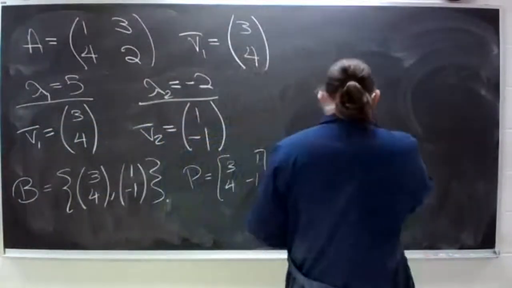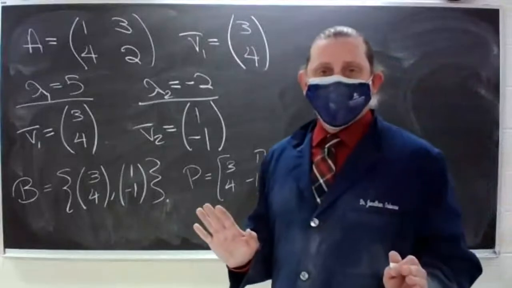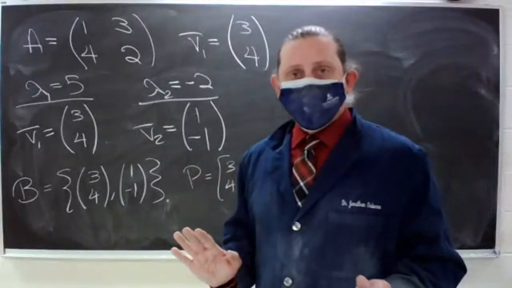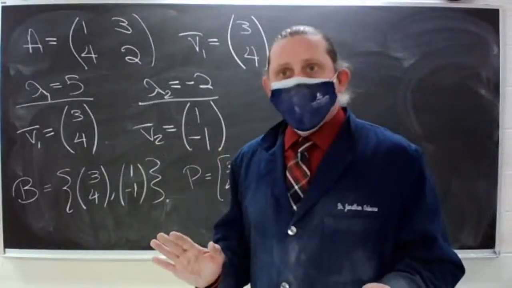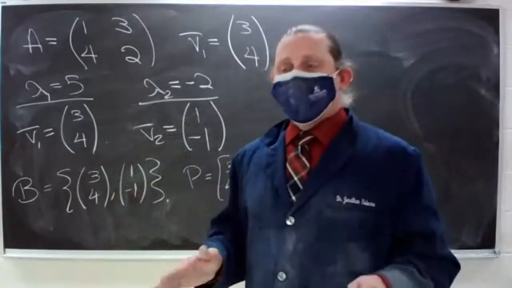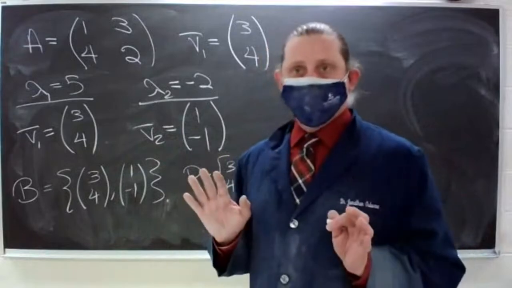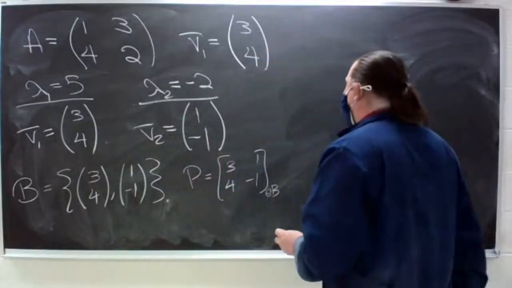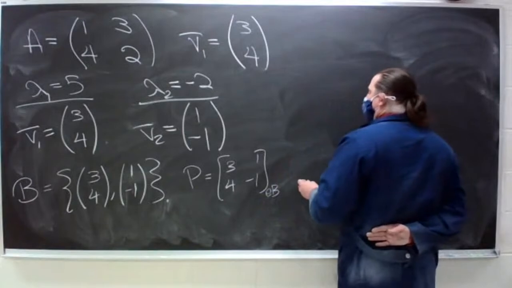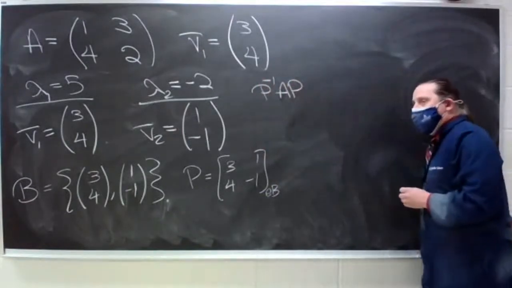Now remember, in order to change the basis for a matrix, you have to hit it on both sides. You have to transform the rows and you have to transform the columns. All right? So we do P inverse AP.